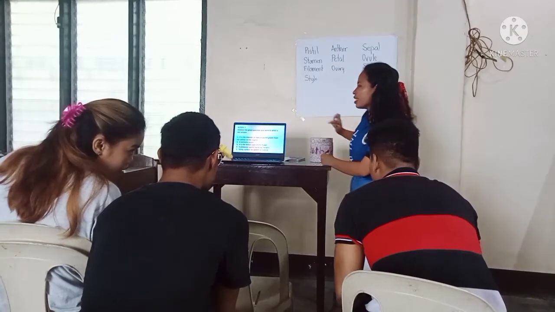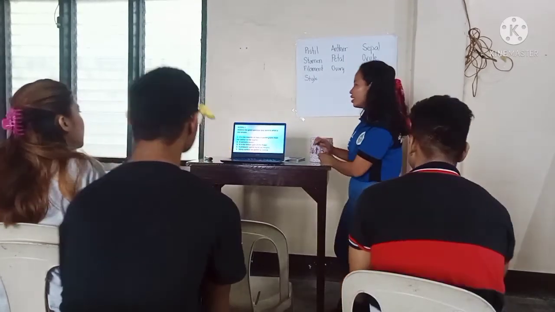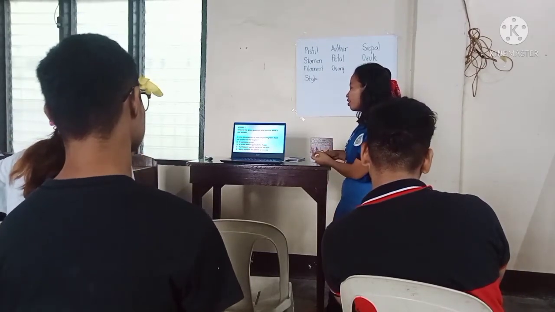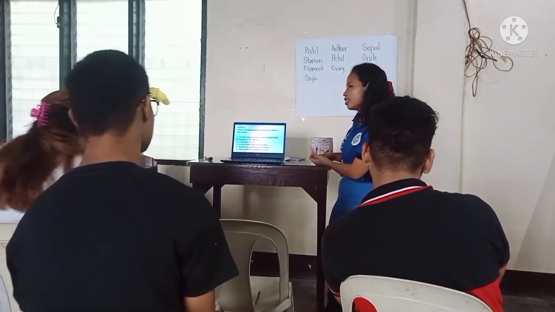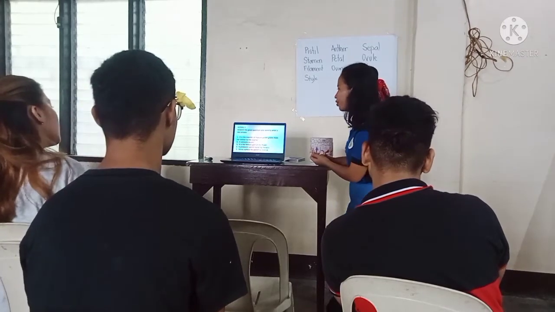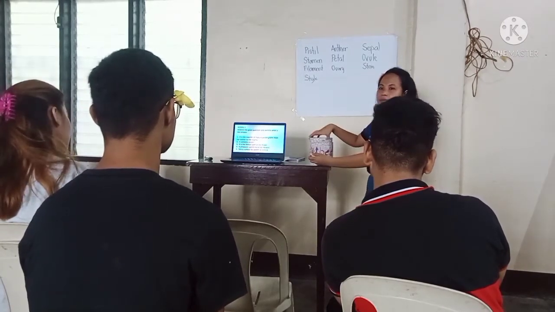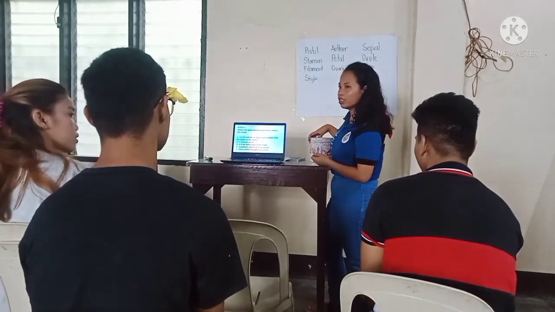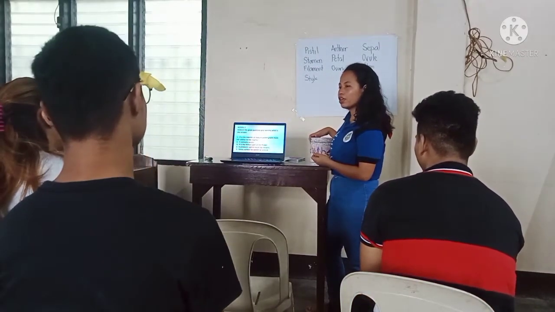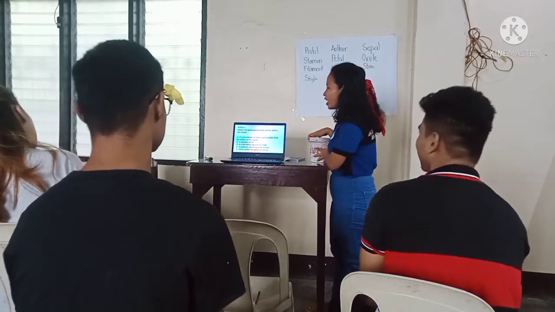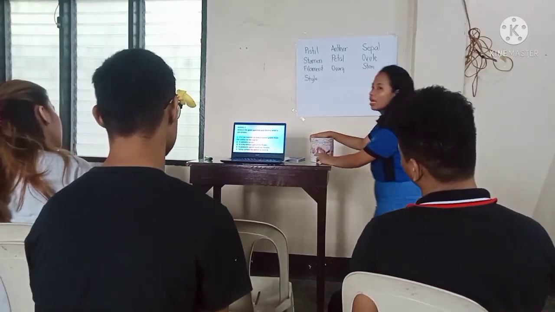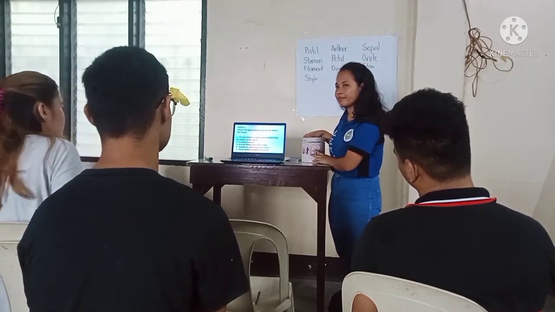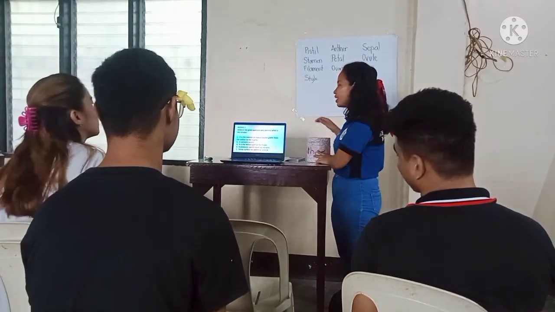Can you kindly please read number 1, Princess? Number 1. It is the transfer of mature pollen grains from an anther to the stigma. What is that? Pollination. Very good. Pollination. Next. Number 2, Edgardo. It contains ovules. Ovary. Very good. Ovary. Number 3, Miguel. It is the female part of the flower. What is that? Very good. It's a pistil. Next.